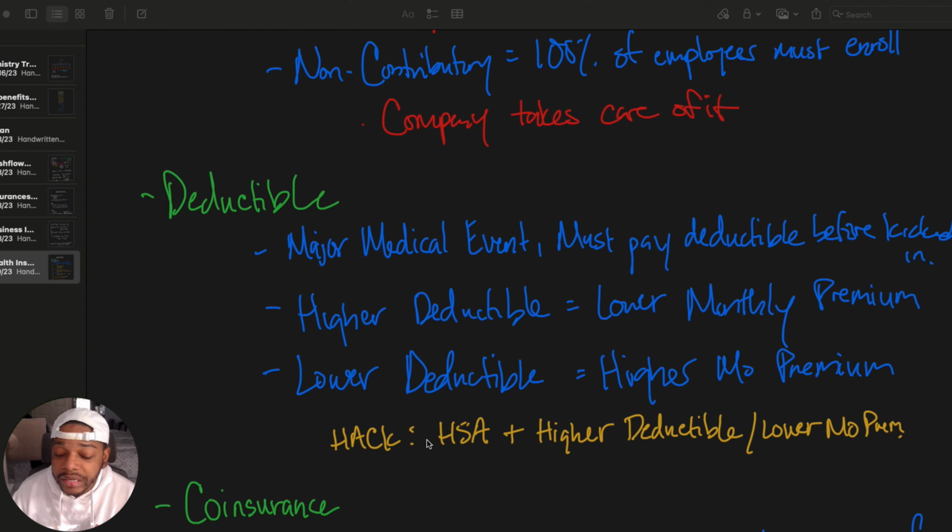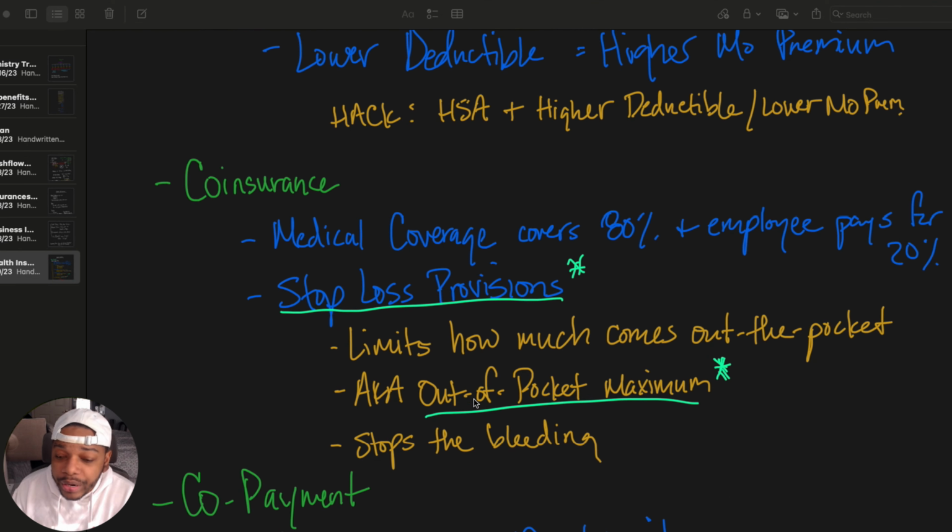So this is why I say the hack is you want to have a health savings account plus a higher deductible with a low premium. So you're paying a low monthly payment with a higher deductible, which means that you get more out of it, and then you get a health savings account, so any overage goes into a savings account. Okay, now let's break it down.